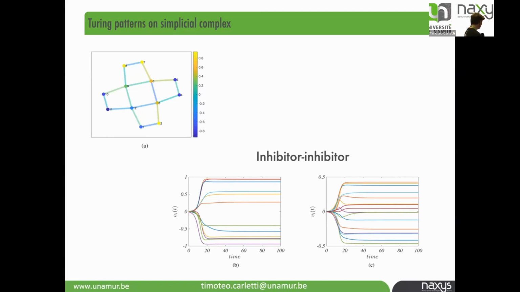What is important here is that in both cases, U and V are inhibitors. So this is not possible in networks. If you remember the first few slides, Turing's idea is that I need two diffusing species, but I should have one inhibitor and one activator. Here, this is no longer necessary. The Dirac interaction is enough to have an inhibitor-inhibitor pattern, which is a really new result that we found recently.